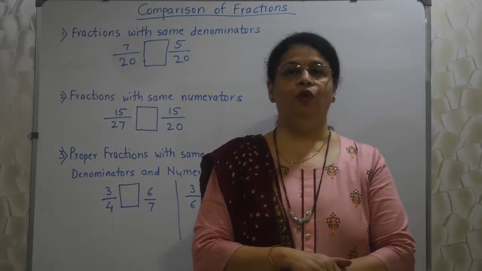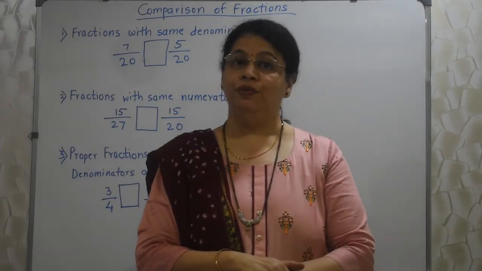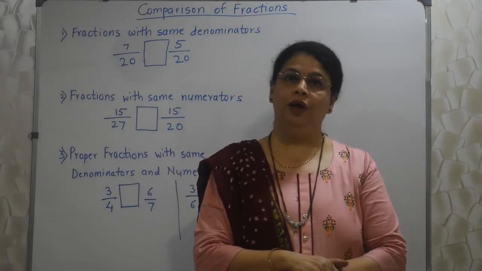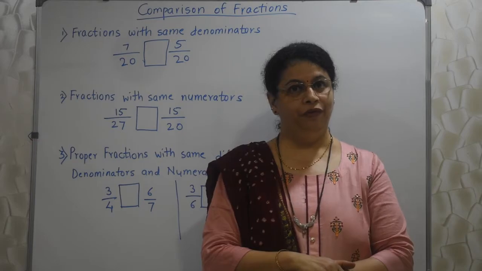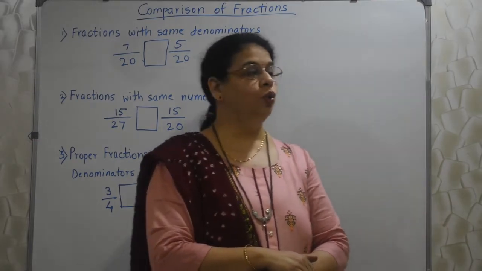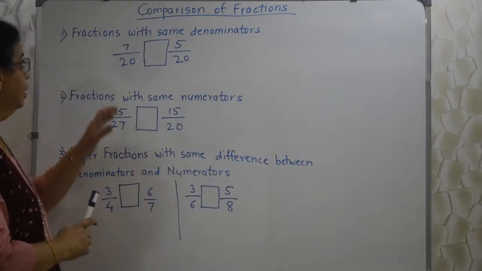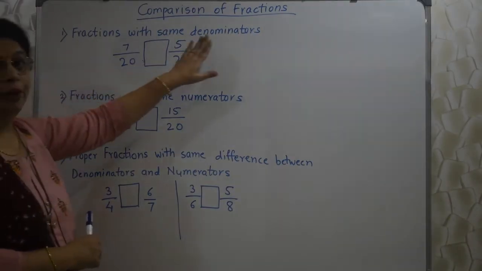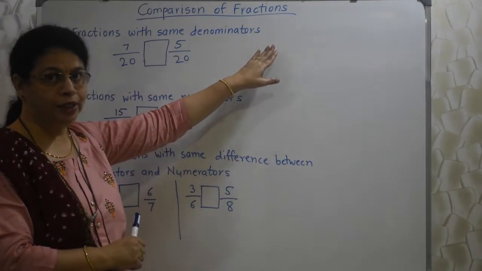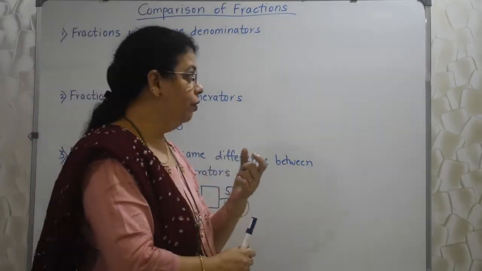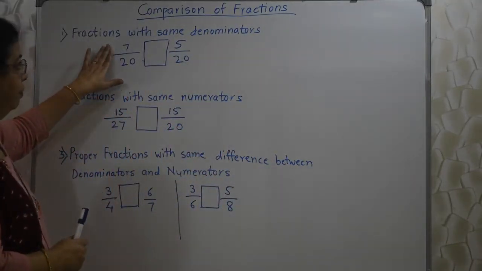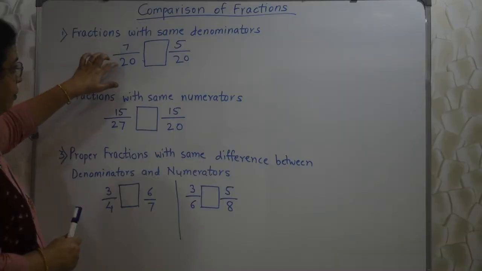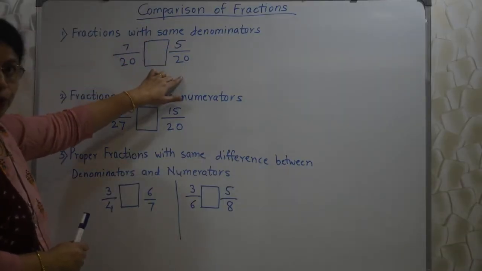Students, before going ahead with sums, let us first understand how to compare two or many fractions. Okay, so let us begin. See, sometimes they may give you fractions with the same denominators. Denominators, I told you, are the numbers which are down, right? So here for example they have given us two fractions, 7 upon 20, 5 upon 20.